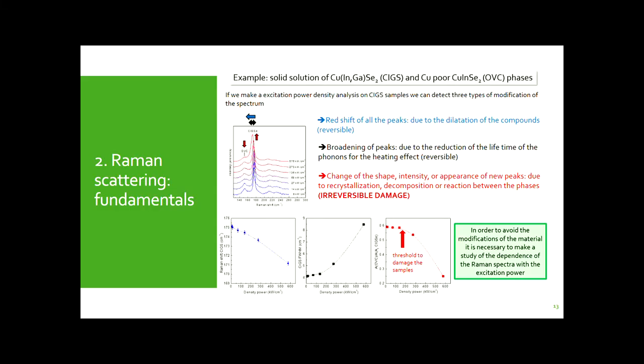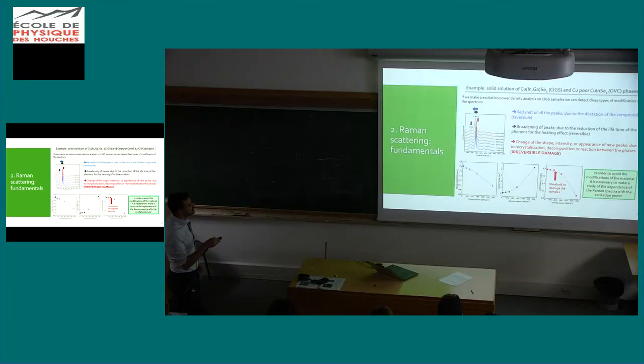And finally, if you observe a change of the shape, the intensity, or the appearance of a new peak, it is because you really start to modify your material. You are recrystallizing your material, you are decomposing your material, and you are obtaining new phases. And this is an irreversible damage. So this is the threshold that we can't work beyond with Raman spectroscopy.